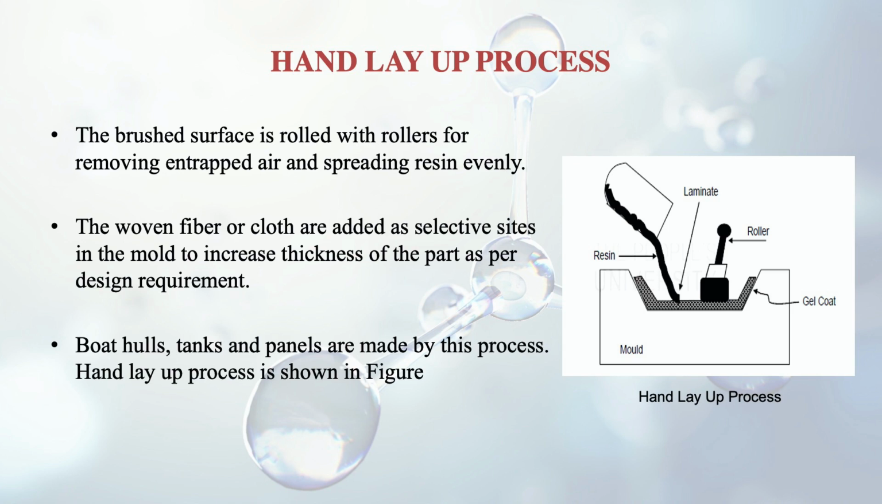You can see the figure given here, and it shows this process of hand layup. You can see how the resin is being poured, and there is the mold of a certain shape, and there is the laminate, meaning the layers are formed, and further a roller does the process of removing the entrapped air and spreads the resin evenly.